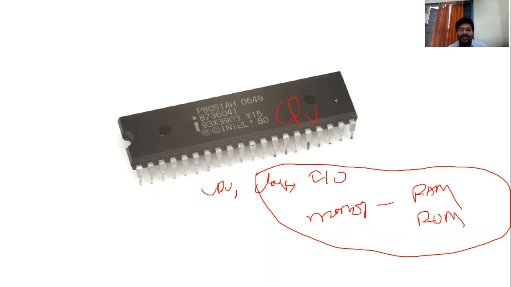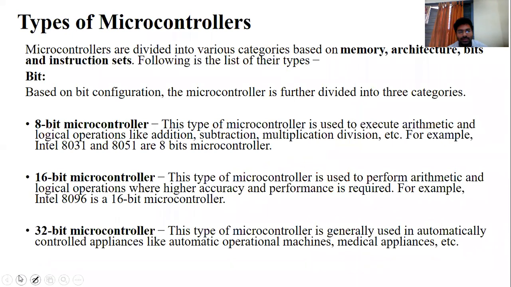But a single microcontroller chip itself is used to drive any of the systems, any of the applications. Microcontrollers are divided based on the number of bits. It may be an 8-bit microcontroller, a 16-bit microcontroller, or a 32-bit microcontroller.